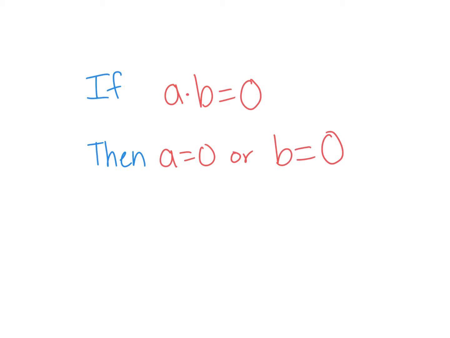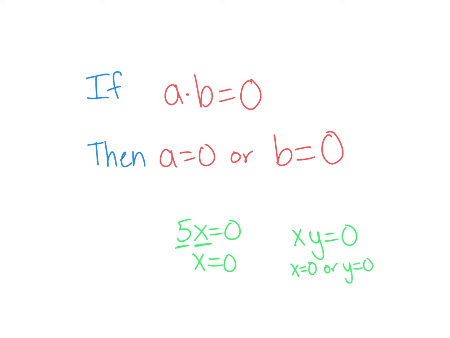For example, if we had 5x equals 0, then we know that x is 0 because our factors are 5 and x, and 5 does not equal 0. If we had x times y equals 0, then we know that either x is 0 or y is 0. Now the word or in math means that one or the other or both could equal 0.